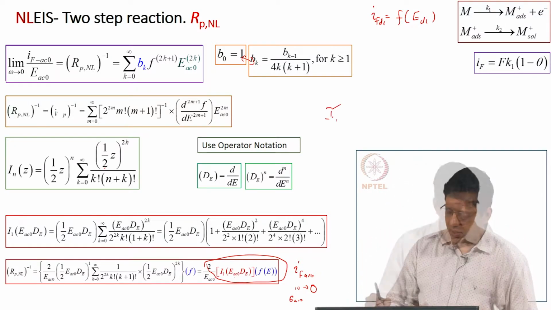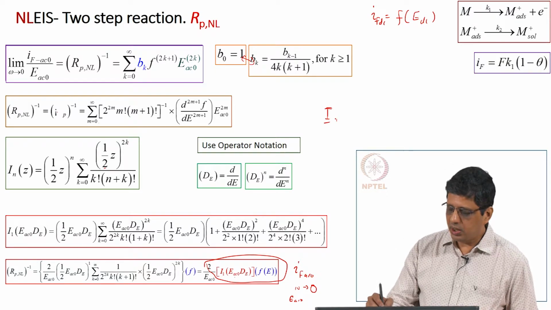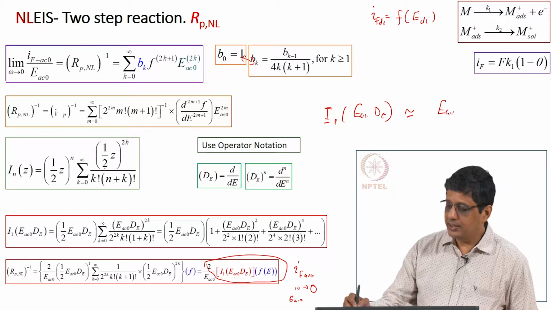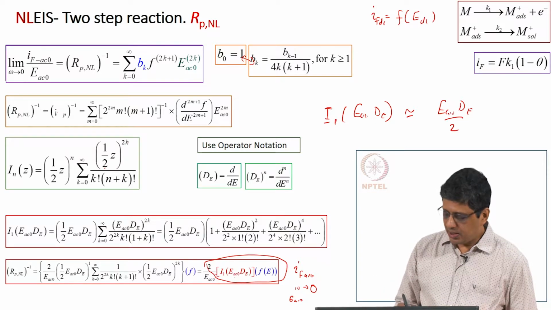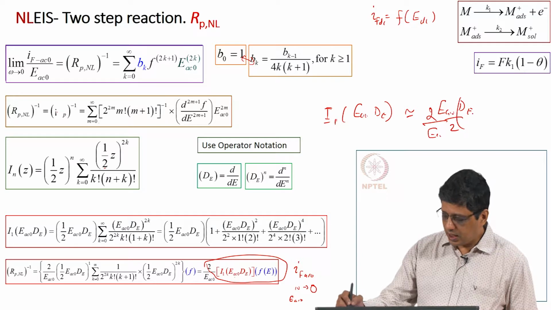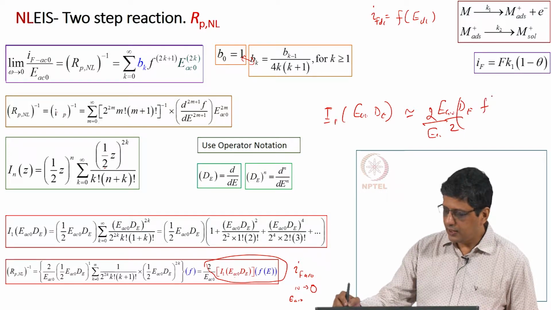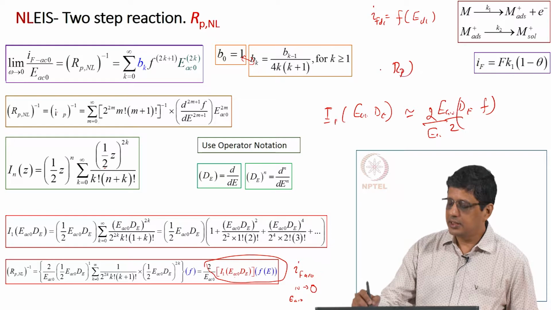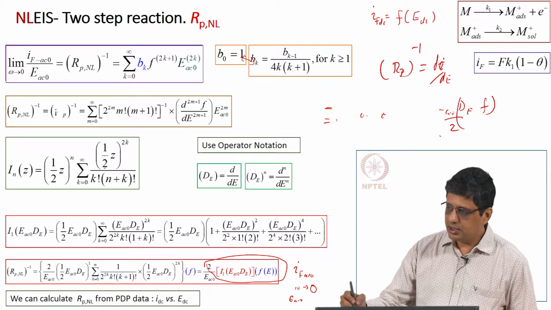When EAC 0 is small, I 1 of EAC 0 DE is approximately EAC 0 DE by 2, and of course, when I multiply by 2 and divide by EAC 0, I just get the derivative DE F. Polarization resistance is the inverse of that, dI by dE. This simplifies to the known expression when EAC 0 is small.